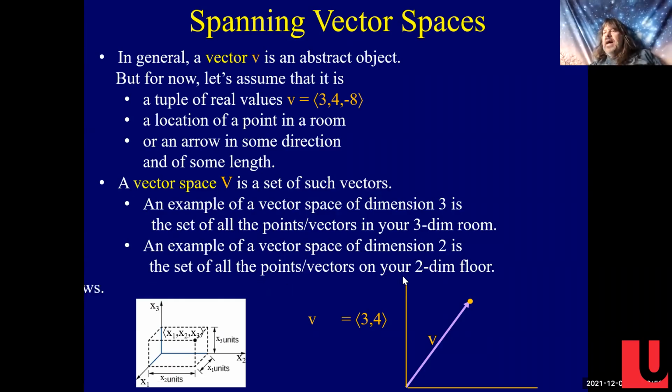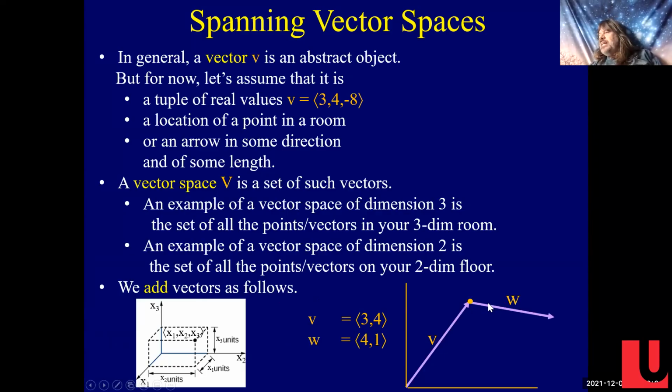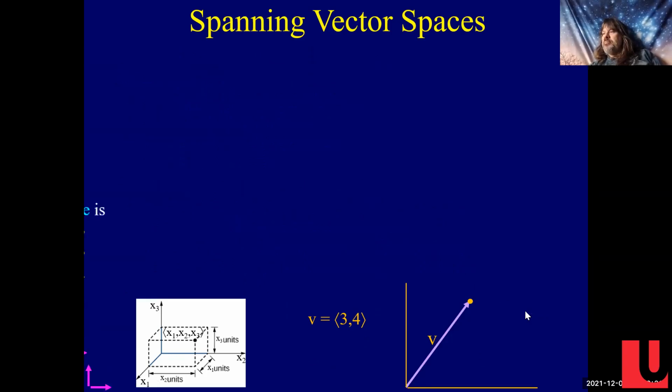Another thing about vector spaces is that, given any two vectors, you can add them, right? So here's a vector V, here's a vector W. And remember, here I move W because it doesn't matter where it starts. You can move it around wherever you want. And so here's V and here's W, and they add up to give you V plus W. Everybody buy that?